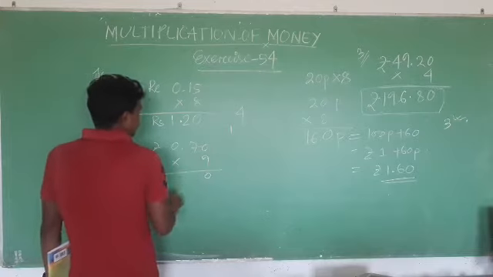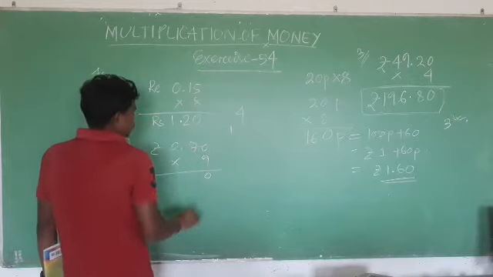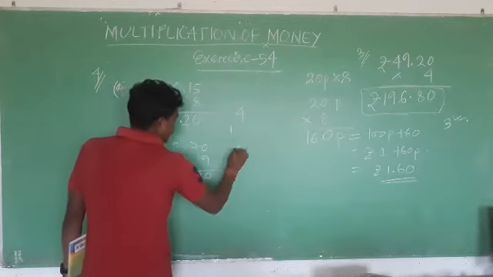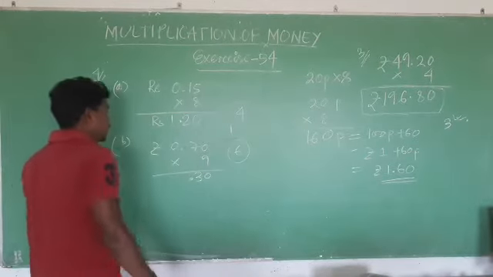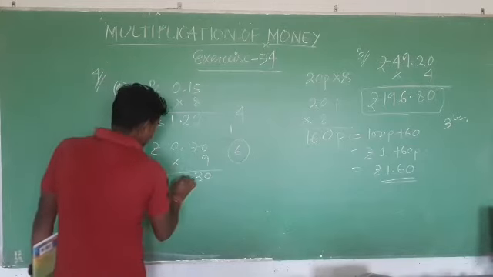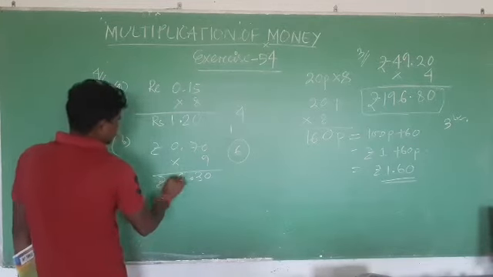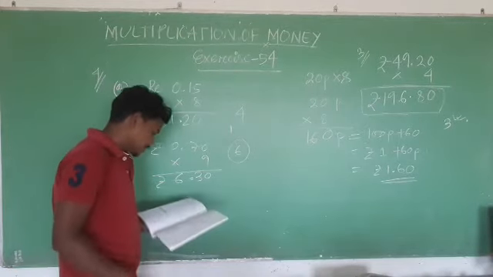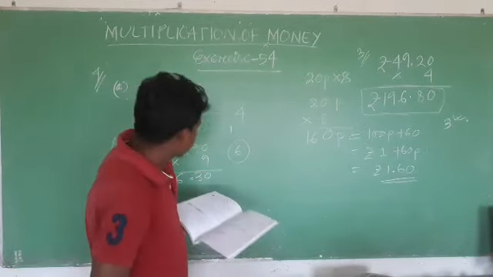Now 9 7 ja how much? 63, 3, and that point is there. I put point, 6 I took as a carry. Now again 9 0 is 0 plus 6, 6. So this is rupees 6.30, or 30 paisa. Okay. Like this, question number 4.